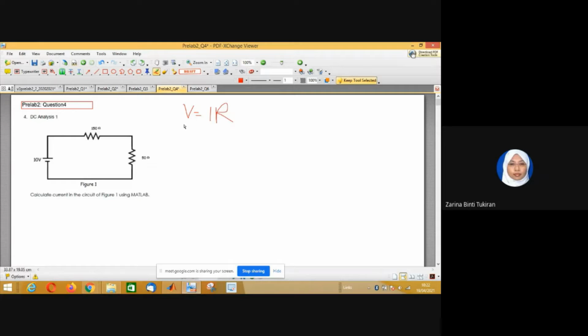Since V is given and R is given, and you are looking for I, the equation becomes I equals V over R. So this is the equation to get the current. Since this is a series circuit, you need to gather all the information.